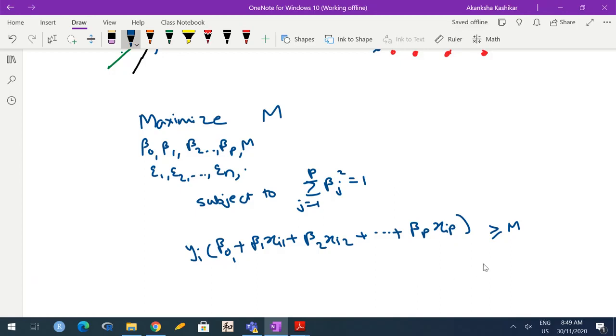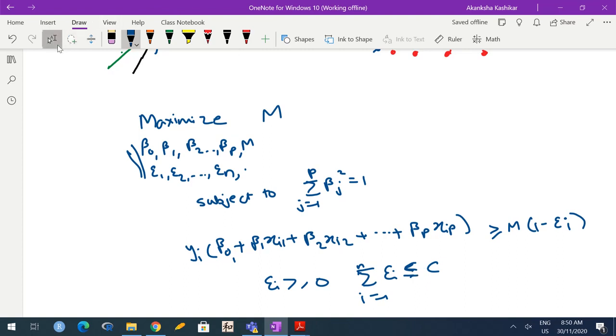Now here, instead of just m, we are going to bring in m times (1 minus epsilon i). And what are the conditions on epsilons? Epsilon i should be greater than or equal to 0, and the summation of epsilon i, where i goes from 1 to n, should be less than or equal to c. Note, c is not a parameter. Right now I am not maximizing over c. So c will be chosen in advance, and then this problem will be solved. Of course, we can try with different c's. We'll discuss it later.